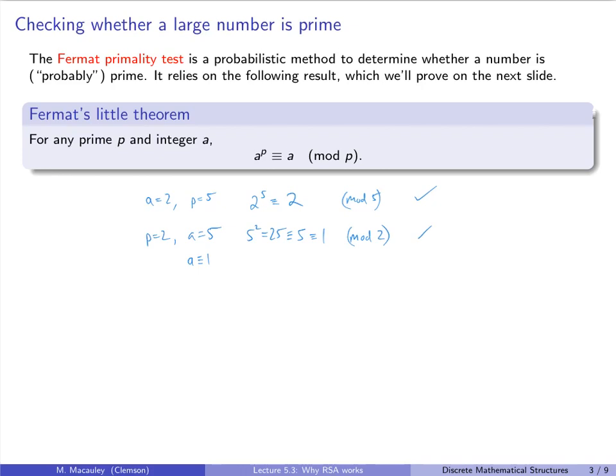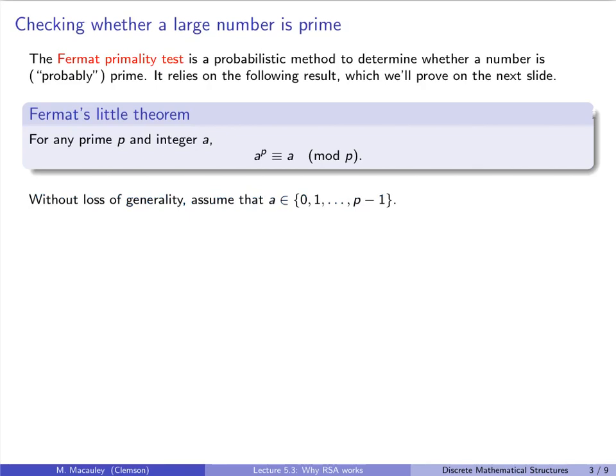So this checks out, although we can see that it doesn't really make sense to do this when a is bigger than p, because we're working mod p, so why not just reduce a to be less than or equal to p? And that's what we'll do. Without loss of generality, we will assume that a is an integer between 0 and p minus 1 inclusive. Again, it still works for any other a, but there's no reason to pick an a that's larger than this.